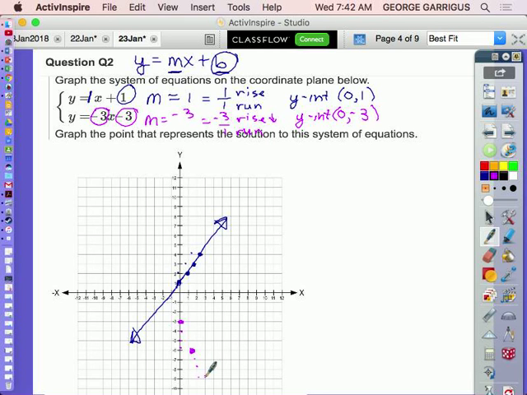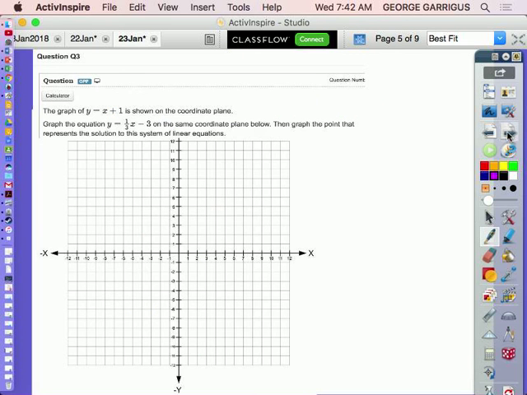Down 3, right 1. You can also go up 3 and left 1, and when you do that, you will see the exact perfect solution. The answer to this problem is these meet at -1, 0. Again, make your corrections on your test correction paper.